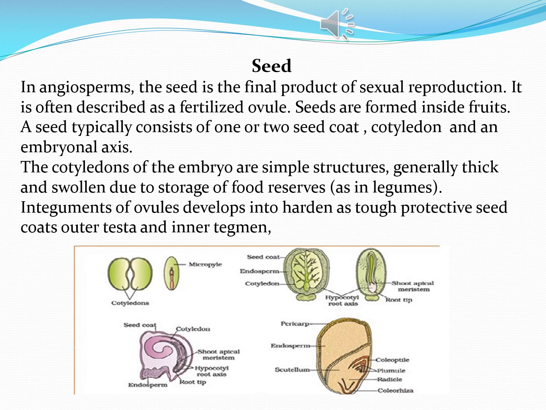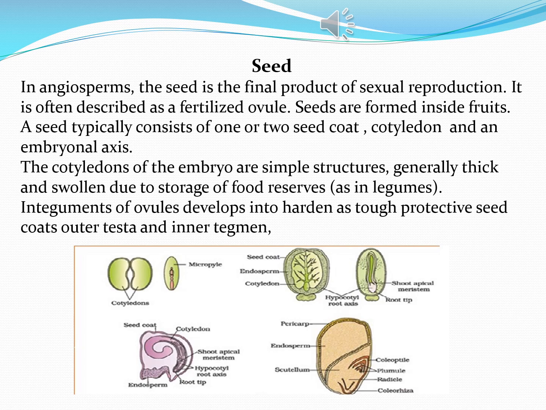In this slide, we are going to discuss the seed. A seed is the final product of sexual reproduction in flowering plants. A seed is a fertilized ovule, and seeds are formed inside the fruit. A typical seed consists of parts like the seed coat, cotyledon, and embryonal axis.